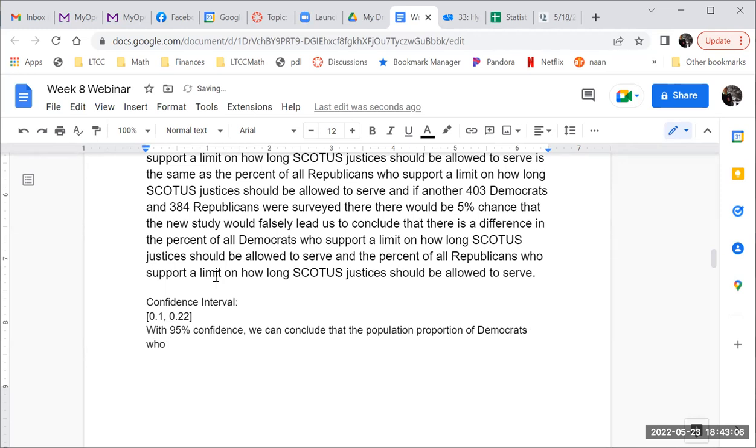who, and now let's copy and paste it. I don't have to keep typing it. Support a limit on how long SCOTUS justices should be allowed to serve is between. And now we can write this as 10% and 22%. That's turning those into percents.